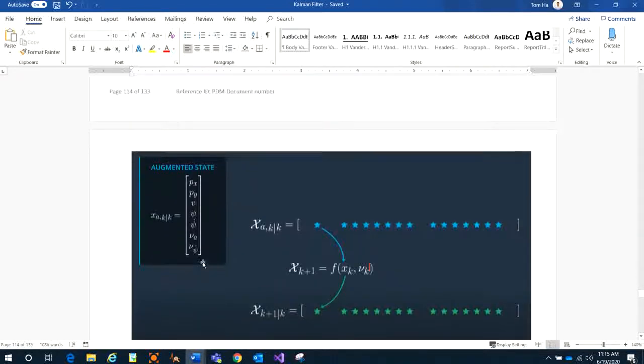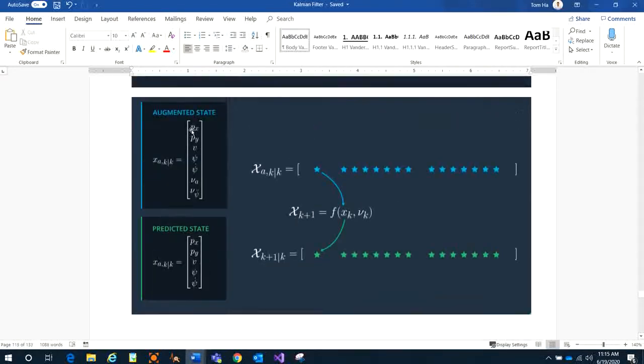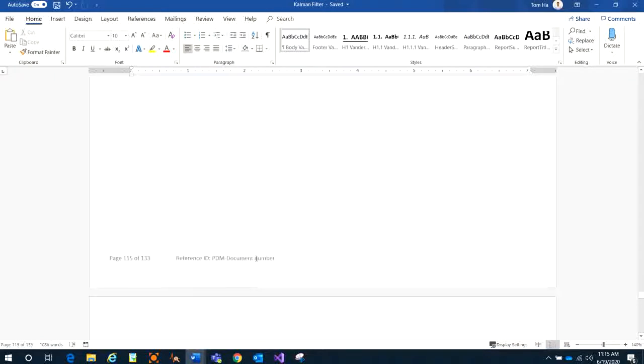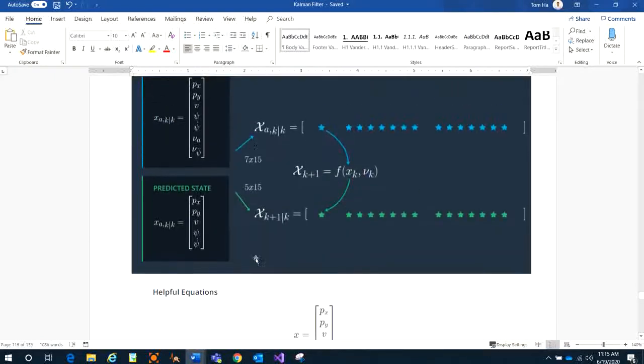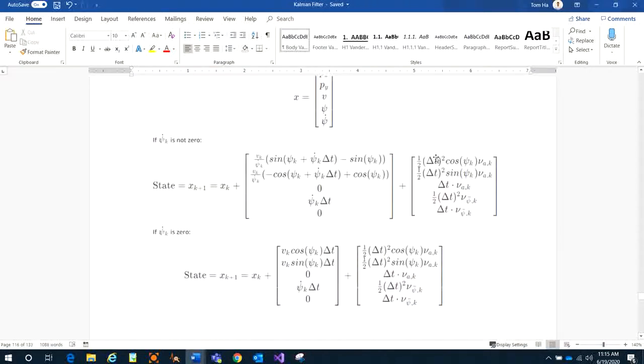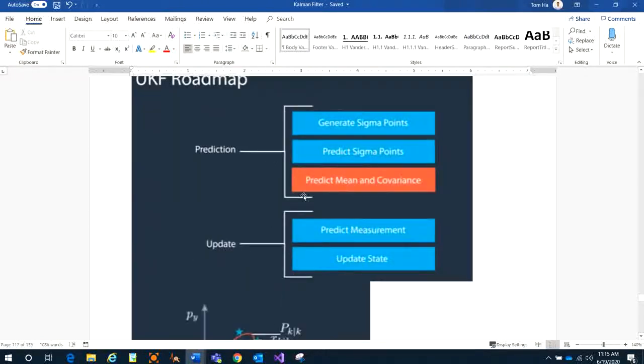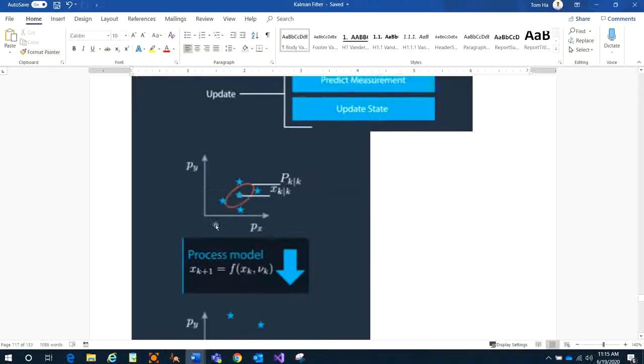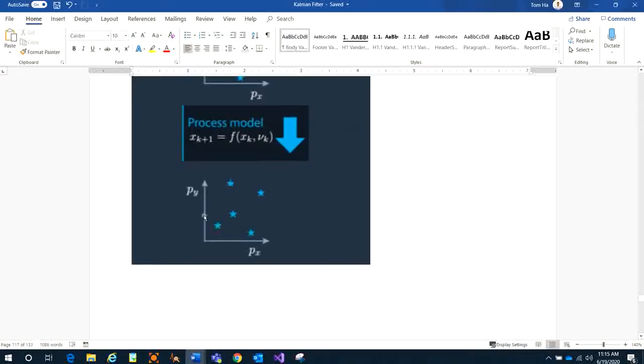Now you only need the 5 state variable vector, so you extract this matrix and pass it through the state model formula. You got the predicted sigma points at time k plus 1. You see 7 times 15 here, but you need only the 5 times 15 matrix. This is the formula where we pass the values of the state variable vector into the state model, and you get a new one. Then, after we get the sigma points, you predict the covariance and state vector.